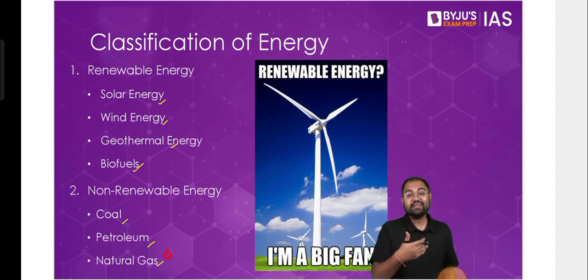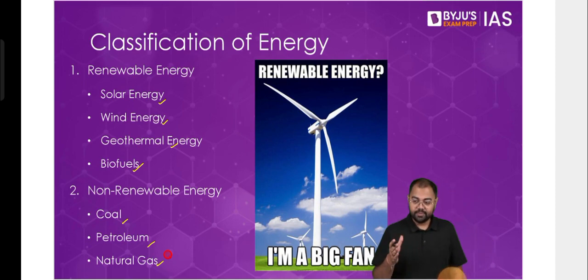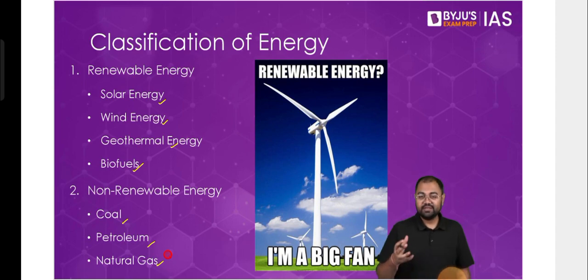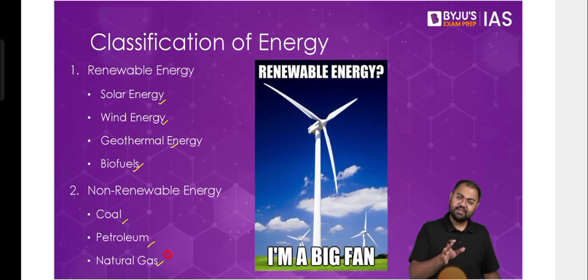So in calling something a renewable energy, our replacement rate should be higher than the consumption rate. Correct? The rate at which we are consuming should be lower than the rate at which we are able to replace it. When the replacement rate is higher than the consumption rate, we can safely say that it is renewable, because we are able to replace it faster than we are consuming. This is what is happening with these sources.